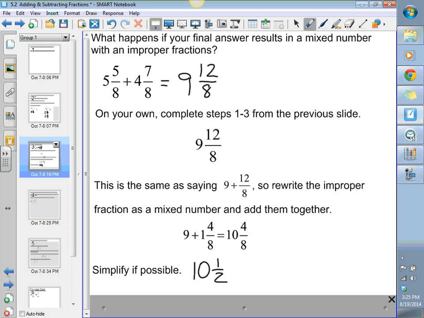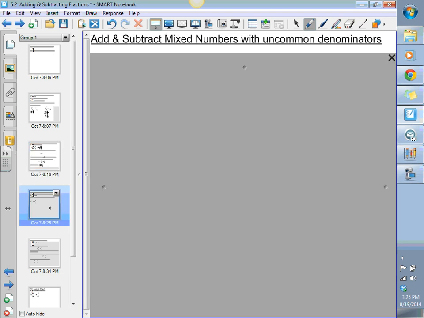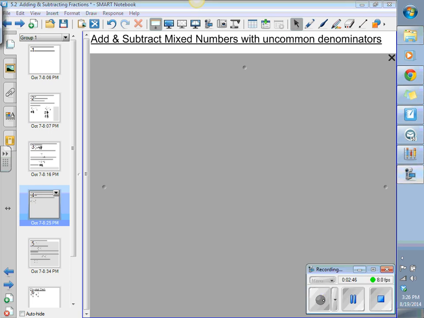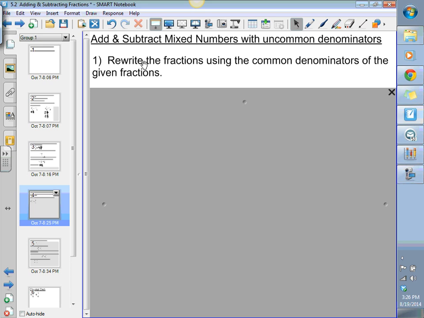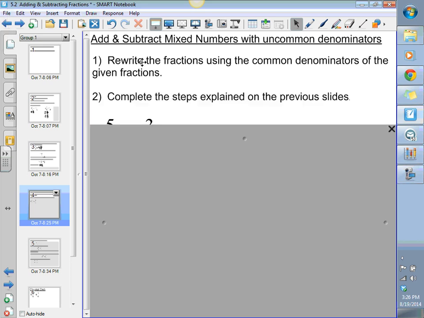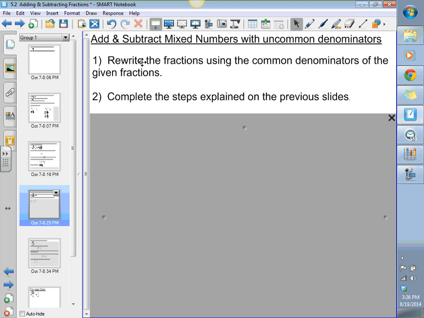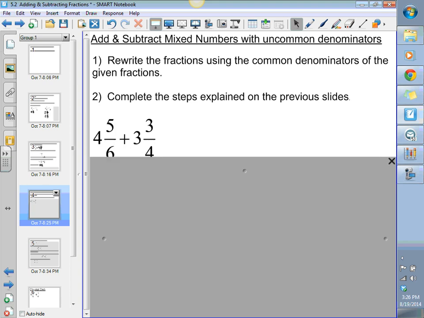Okay? All right. Adding and subtracting mixed numbers with uncommon denominators. So we rewrite the fractions using the common denominators of the given fractions. We complete the steps that we explained on the previous slides.